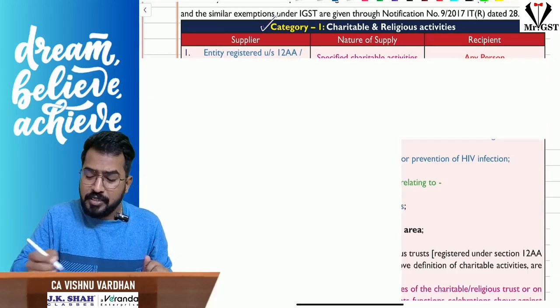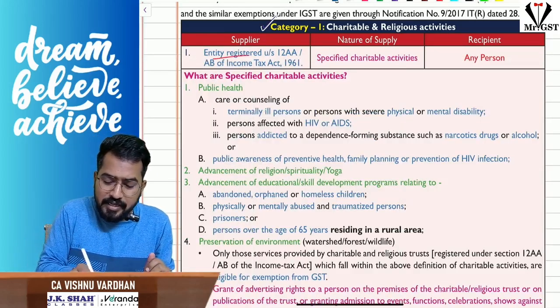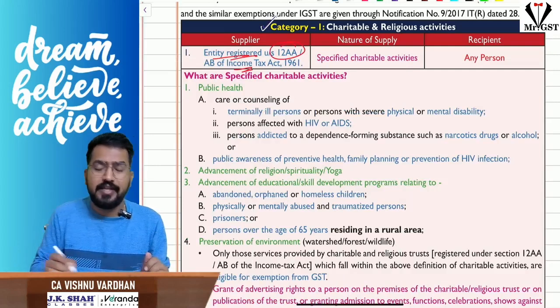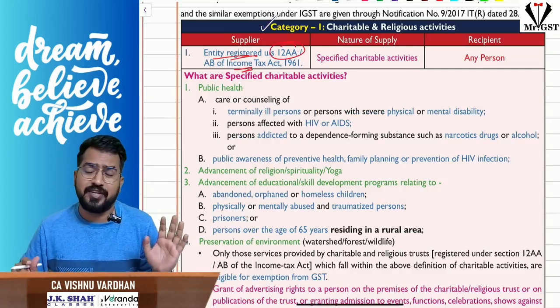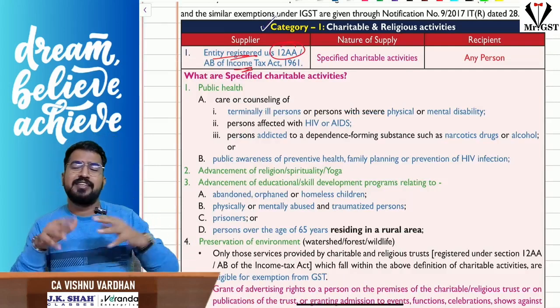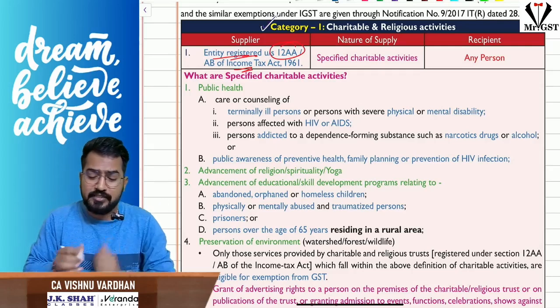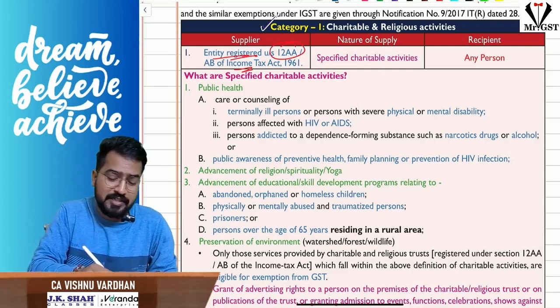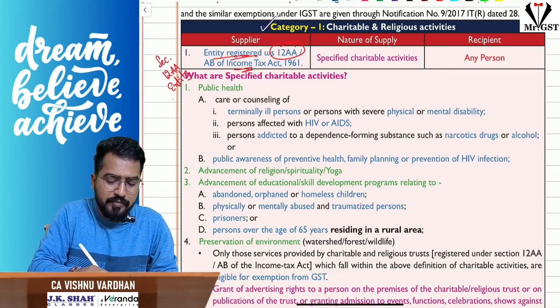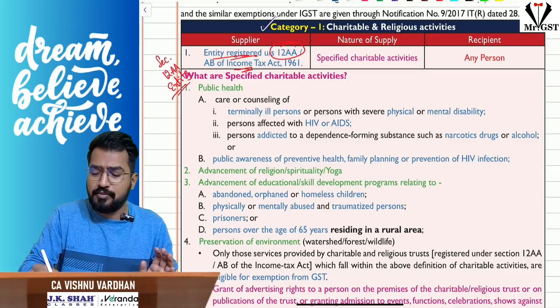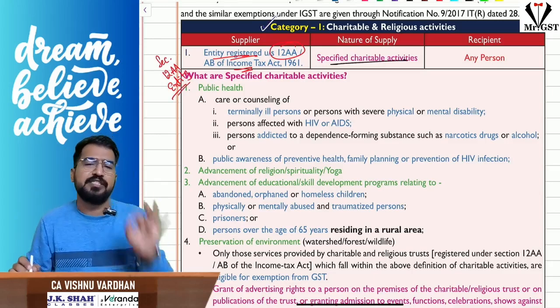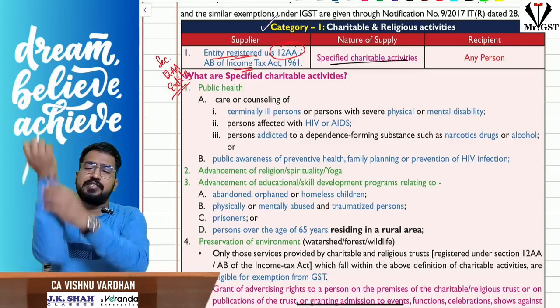If the supplier is an entity registered under section 12A or 12AB of the Income Tax Act 1961, let us not take such a lengthy name, because I am not an income tax faculty. For our discussion, let us call it a section 12AA entity. If a section 12AA entity is providing specified charitable activities, then it is exempt under GST.